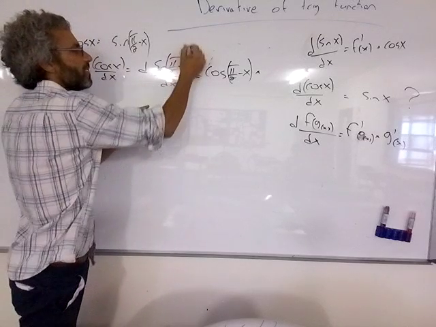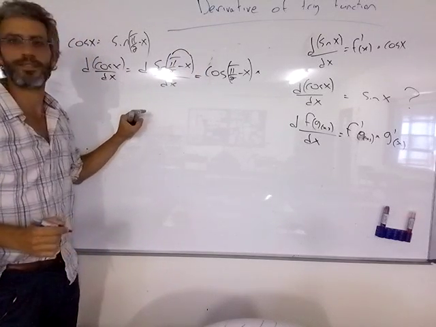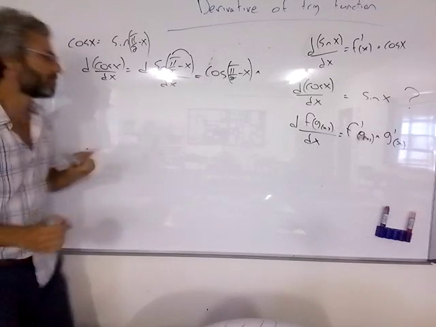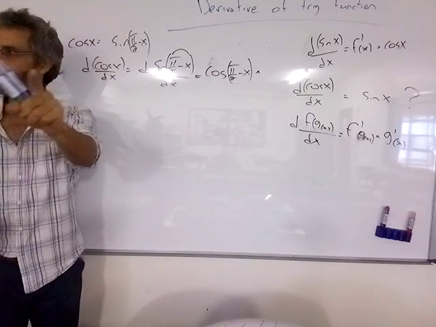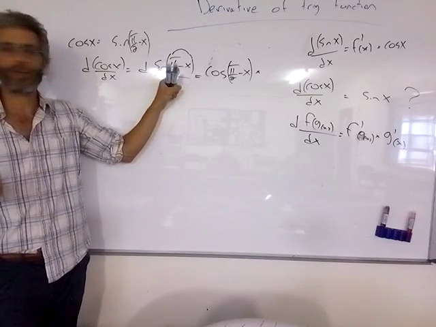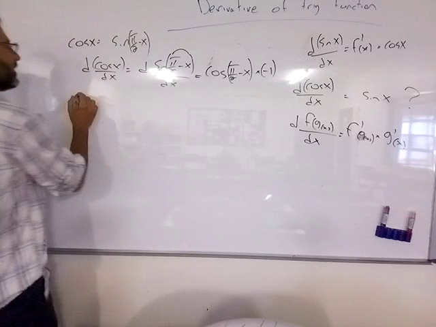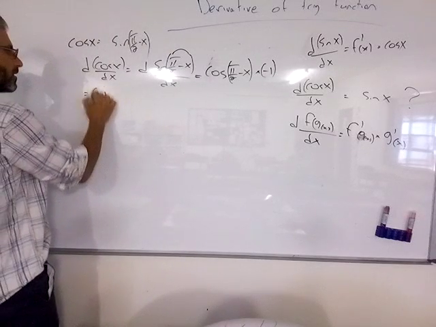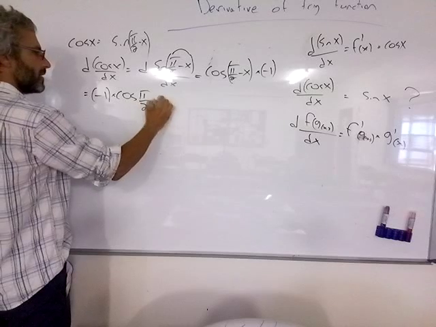And what is the inner function? It's that one. Half a pi minus x. What's the derivative of half a pi minus x? Minus 1. Okay, the half a pi doesn't contribute to anything because it's a constant. But because I've got minus x, I've got minus 1. So I need to multiply by minus 1. In other words, it's equal to minus 1 times cos of half a pi minus x. I'll just take my time here.